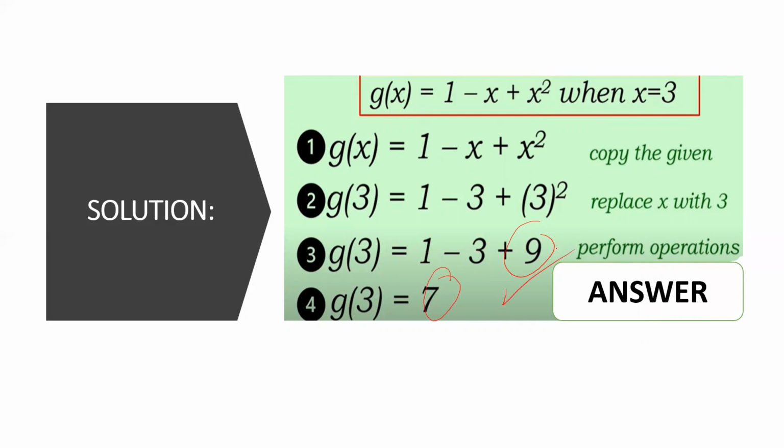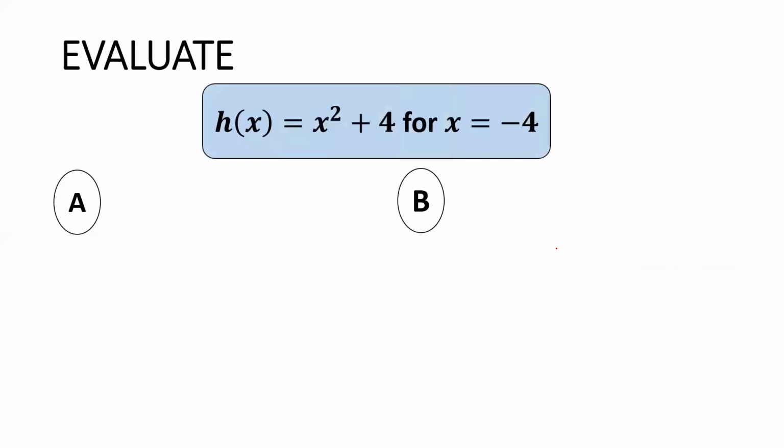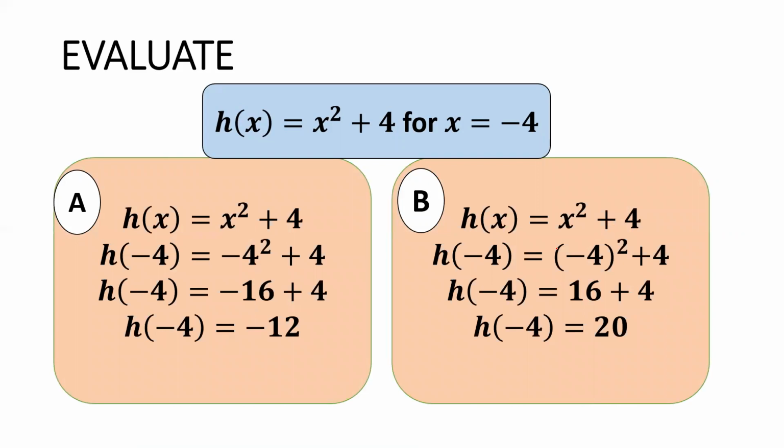All right, you got it right. Congratulations. Let's have another activity. Evaluate this function h of x is equal to x squared plus 4 for x is equal to negative 4. Now the replacement value of x is equal to negative 4. We have here two choices, letter A and letter B. Now, I will give you a few minutes to answer. All right, pause this video.